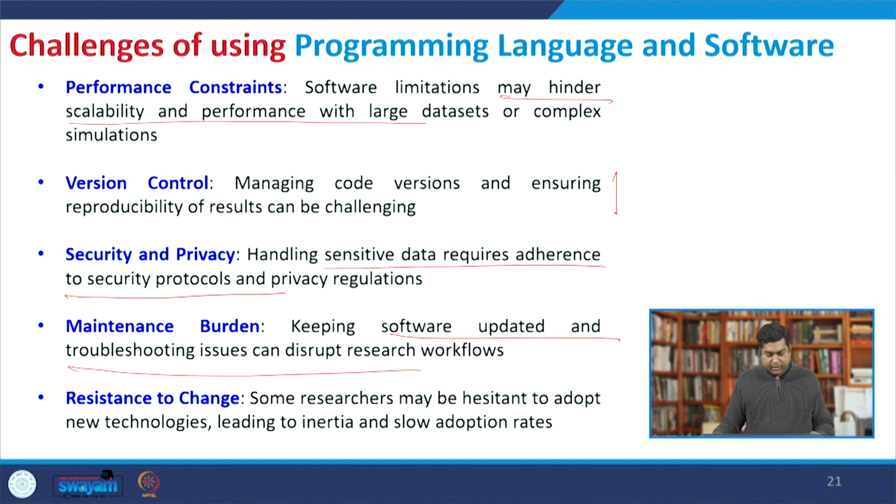Resistance to change: some researchers may be hesitant to adopt new technologies, leading to inertia and slow adoption, because we are only slowly moving to this, as I mentioned during our previous lecture on artificial intelligence. Still we do not know exactly how we can use it effectively. Many of us get those ideas from different media, that AI is the future, AI can do so many things, AI can replace human manpower, etc. But unless we know it properly, we cannot take a call.